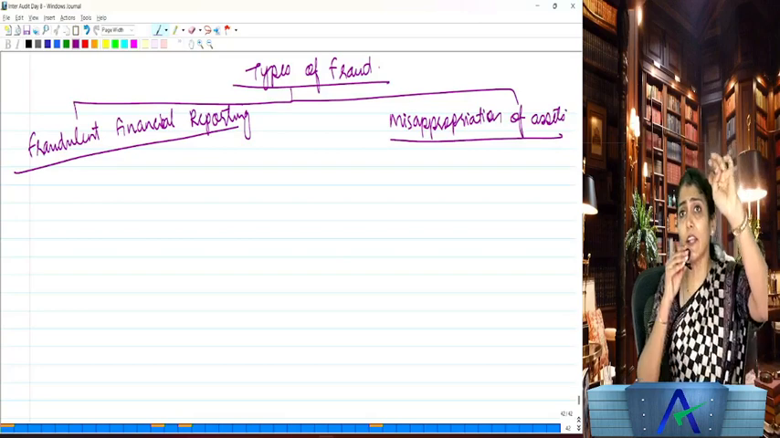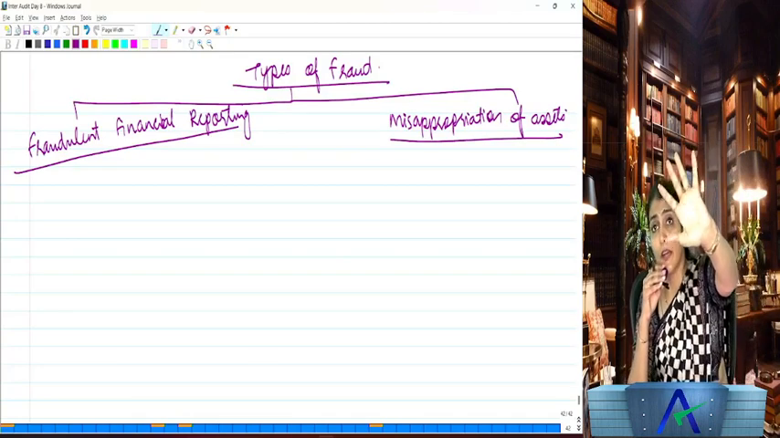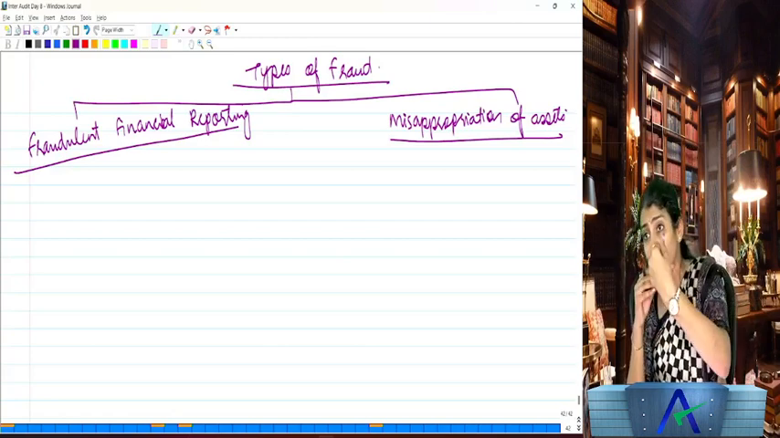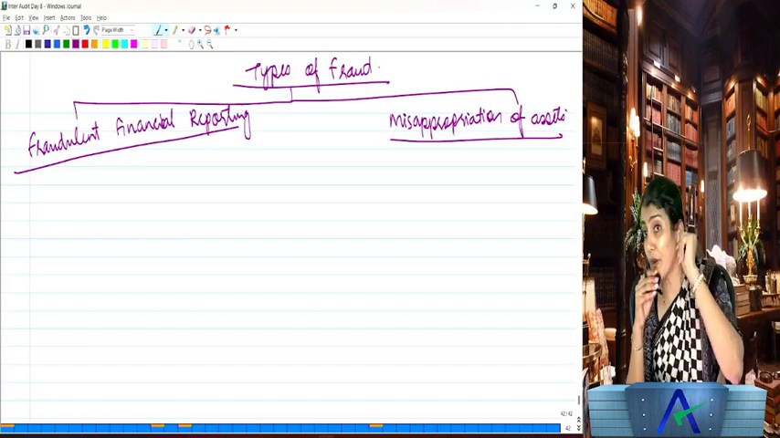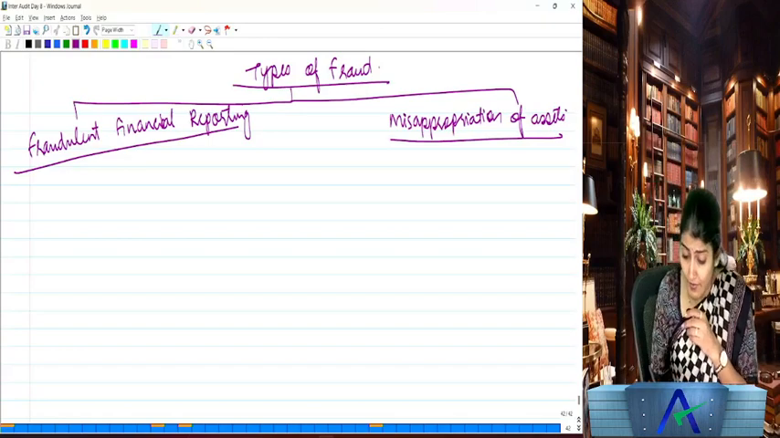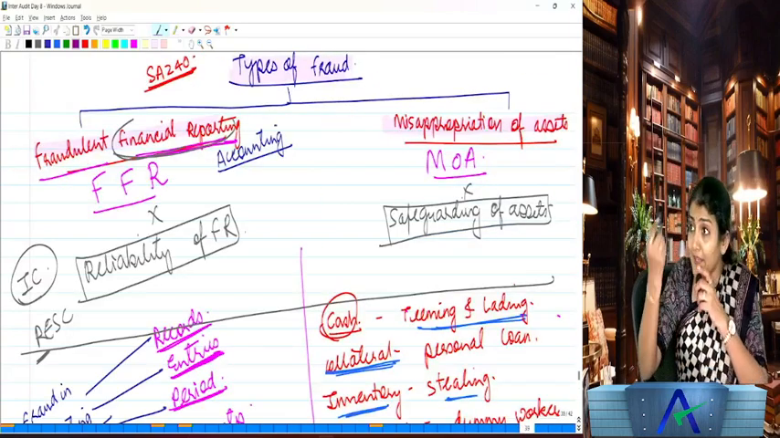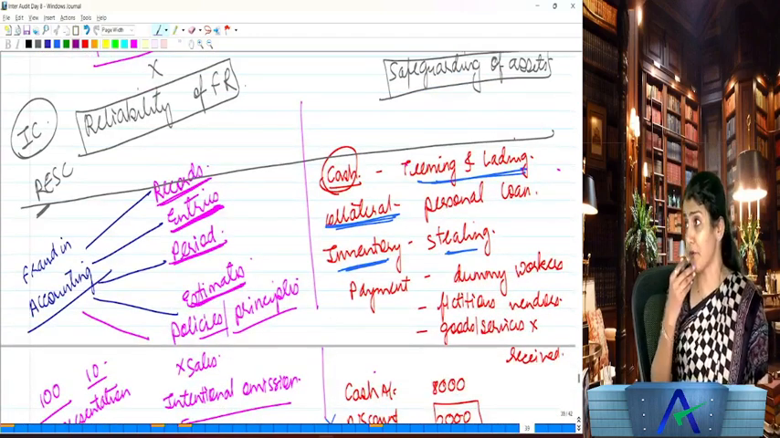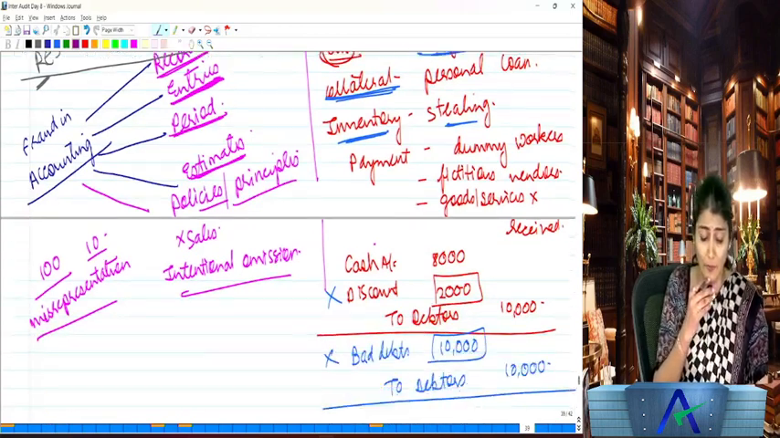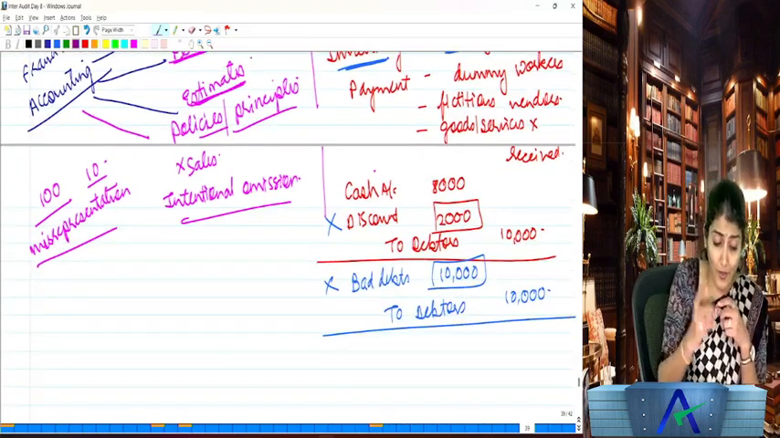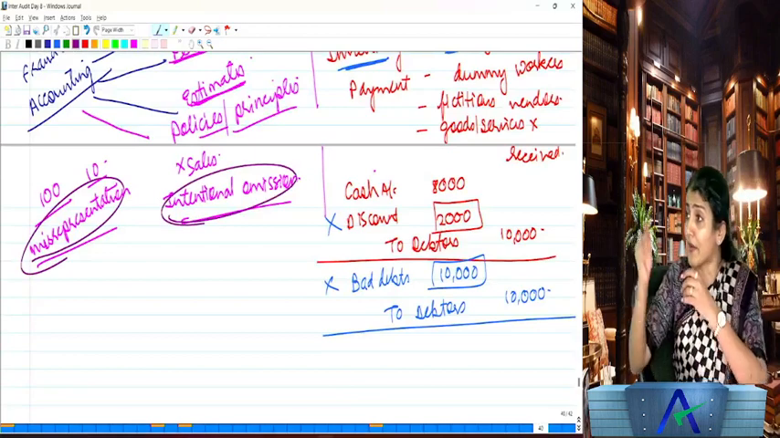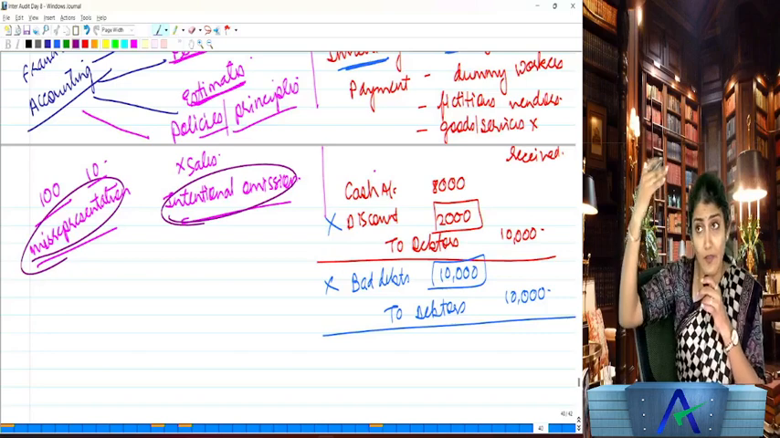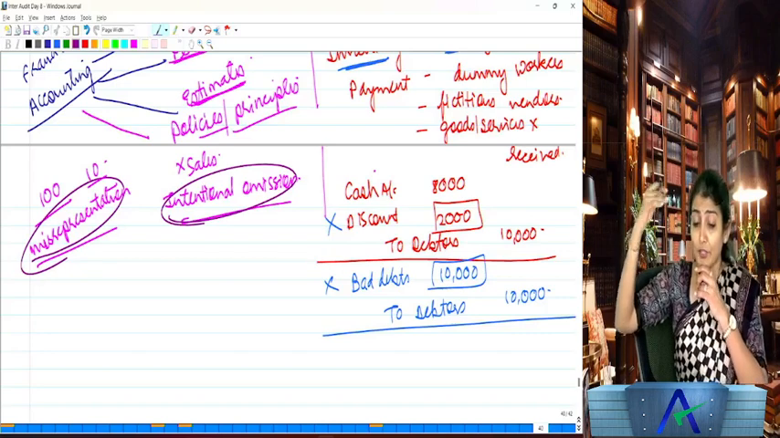A general discussion I had with you regarding how a fraud in financial reporting can be done. It's a fraud in accounting. How can you do fraud in accounting? You do a fraud in accounting records, accounting entries, accounting period, accounting estimates, accounting policies and principles. Either you record it incorrectly, or you don't record it at all. All of this is the fraudulent financial reporting.